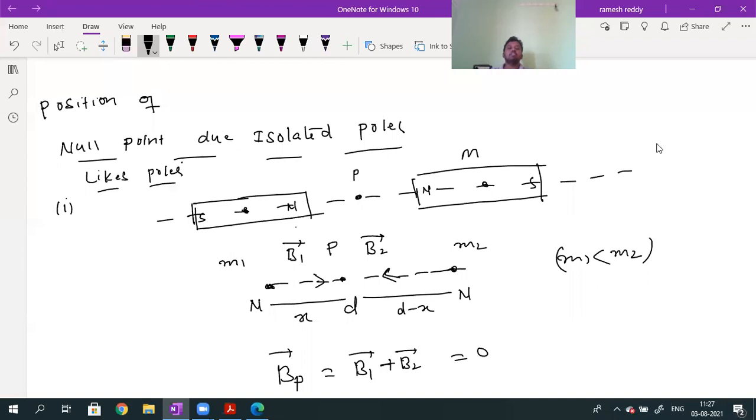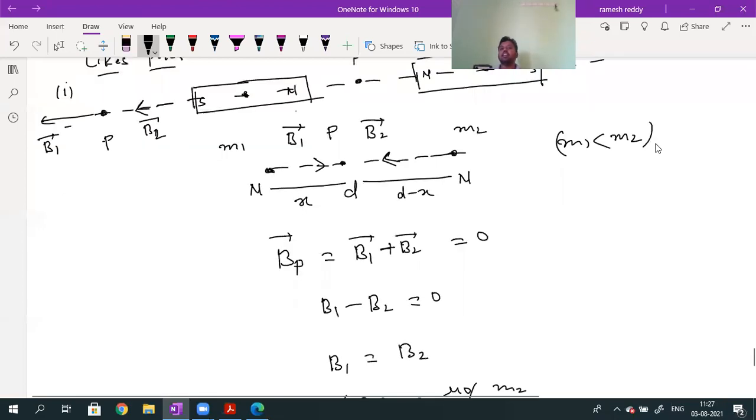Sir, why will the null point not be obtained outside? If I consider the point P outside, due to this north pole, the magnetic field will be radially outward, and due to this north pole, the magnetic field will also be radially outward. B1 bar and B2 bar are in the same direction, so the resultant can never be equal to 0. That's why, whenever two like poles are placed side by side, outside the bar magnets you will not get any null point. The null point will be obtained only between the bar magnets.